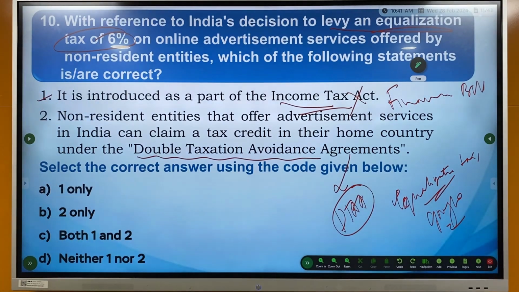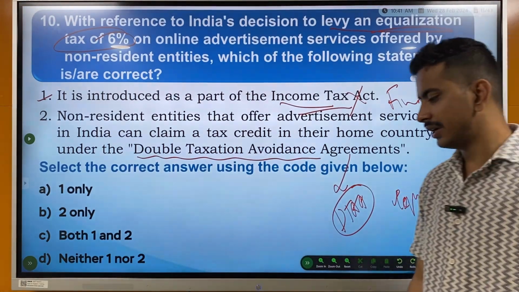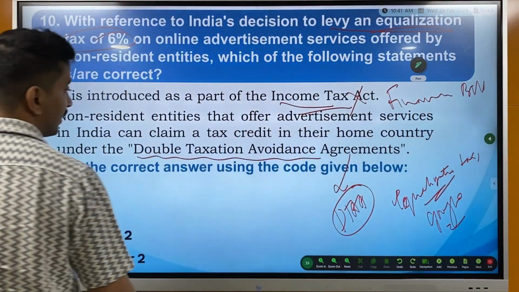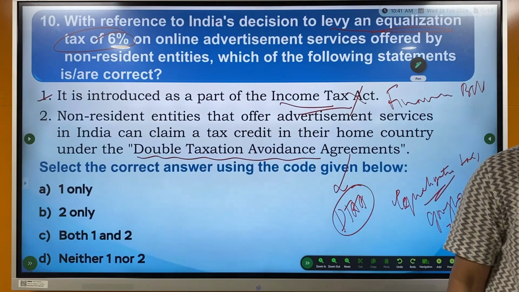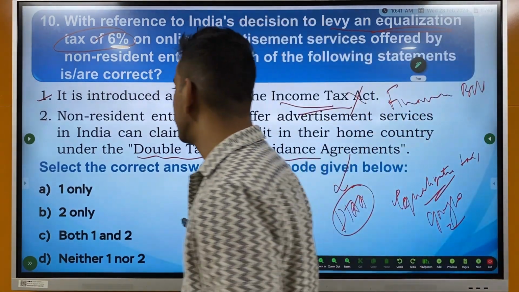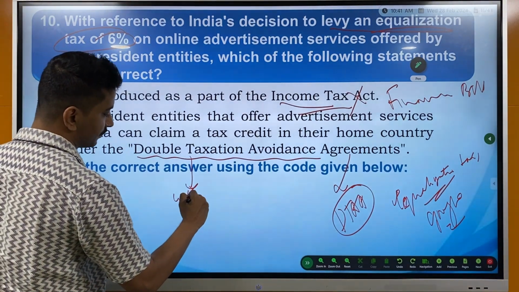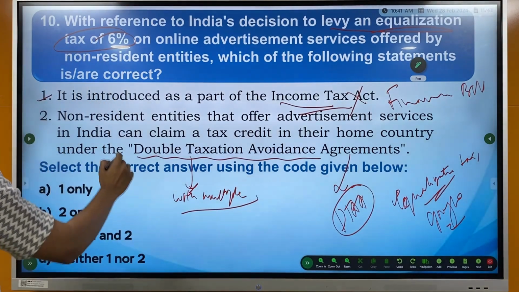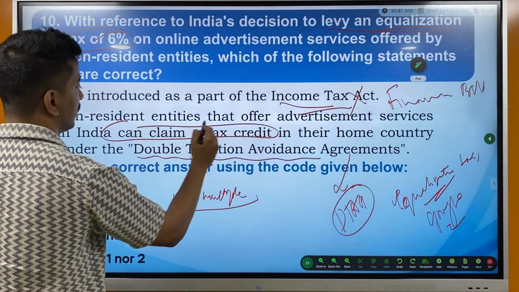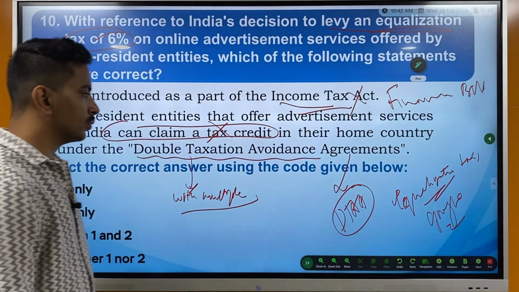If an NRI has paid a tax back in the USA, he is not supposed to pay tax here in India. There's an agreement, and even the US people who are living in India, if they pay tax here in India, they're not supposed to pay tax back in the USA. This is called the double taxation avoidance agreement, and we have signed it with multiple countries. But it says that they can claim a tax credit. No, they cannot. So the right answer is neither one nor two.